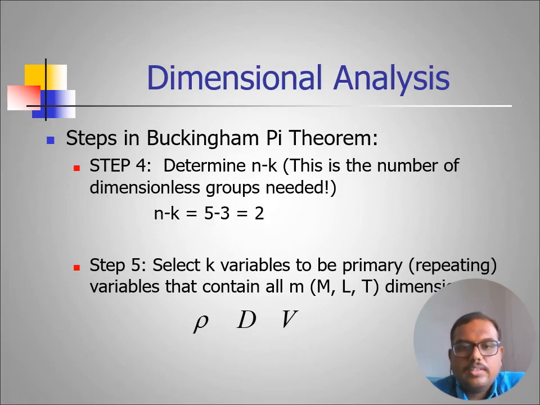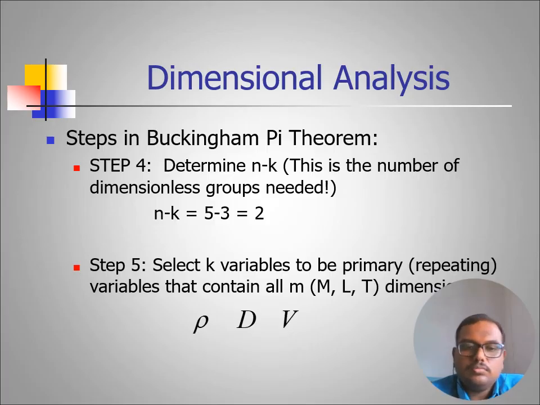In step 5, select k variables to be primary repeating variables. As I have already told you, the repeating variables should be selected in such a way that one variable has a geometric property, the second has a flow property, and the third has a fluid property. Here we can choose the geometric property, diameter, then for flow property we choose velocity, whereas for fluid property we choose density.